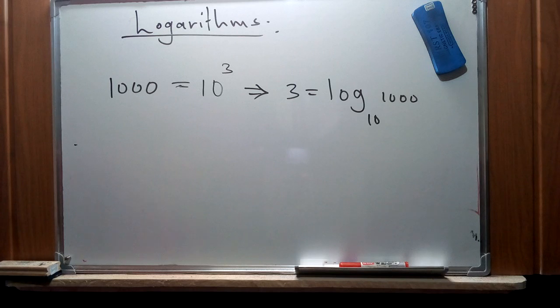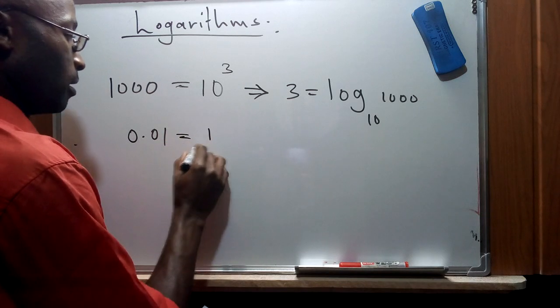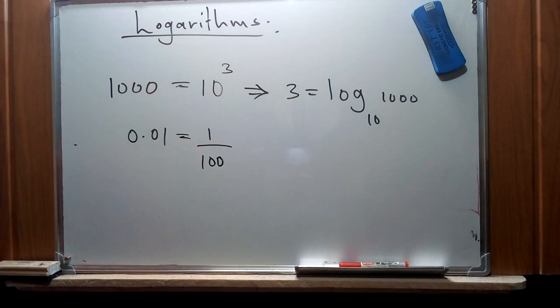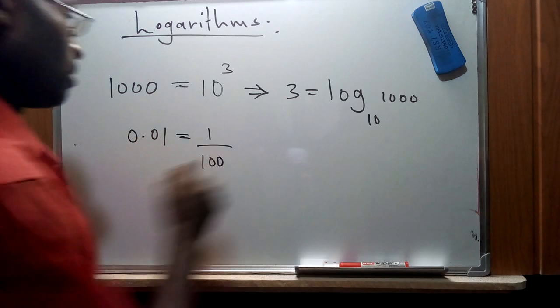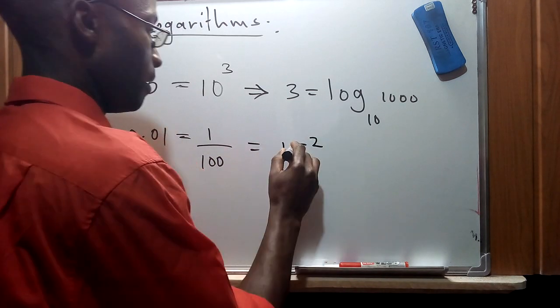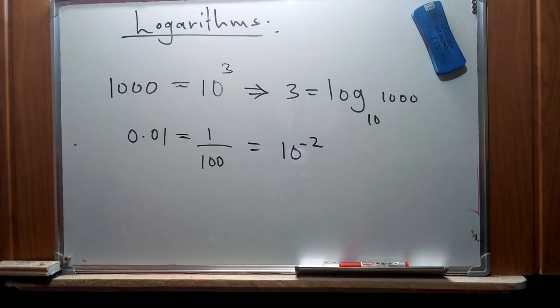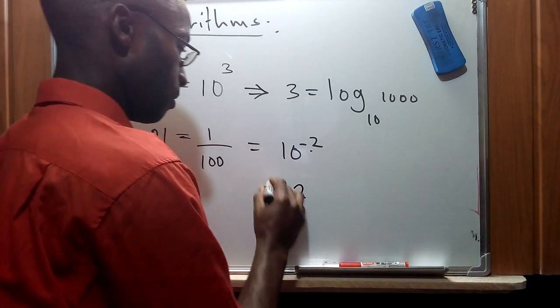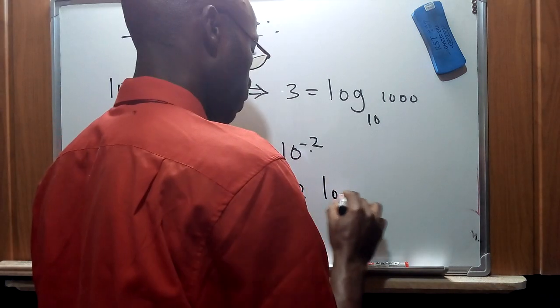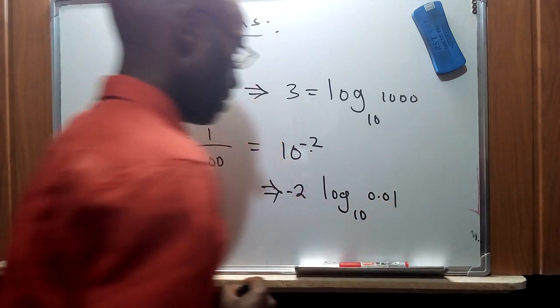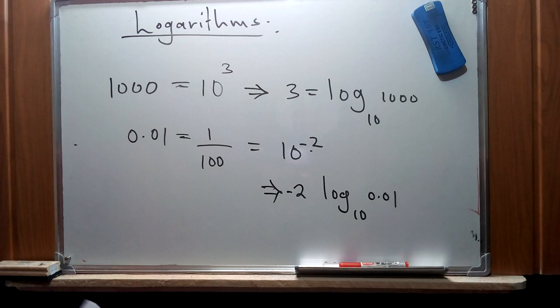Now suppose we have a decimal fraction like 0.01. This is the same as 1 over 100, or just 1%. So this can be written as 10 raised to negative 2. Therefore, in the form of a logarithmic function, it can be written as negative 2, which is the exponent, is equal to log to base 10 of 0.01. These are basically the relationships that exist between logarithms and exponential functions.